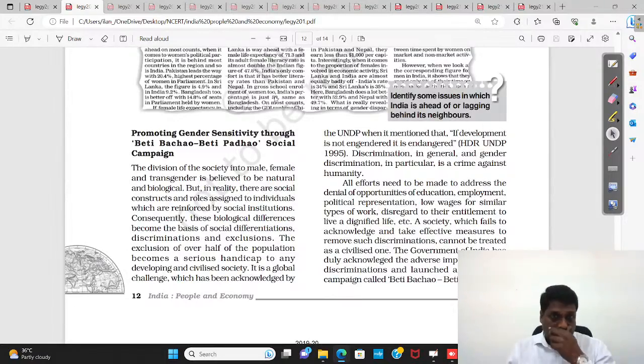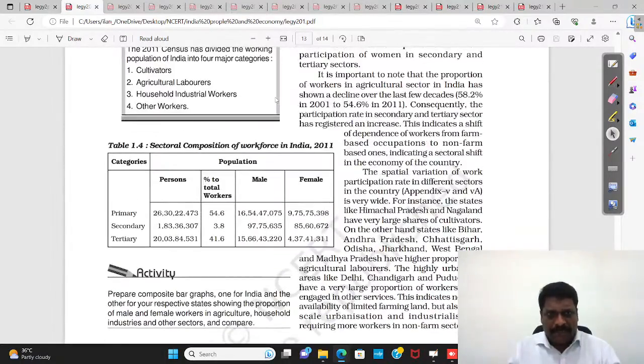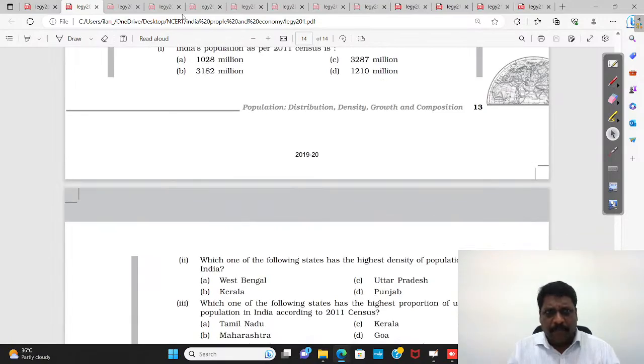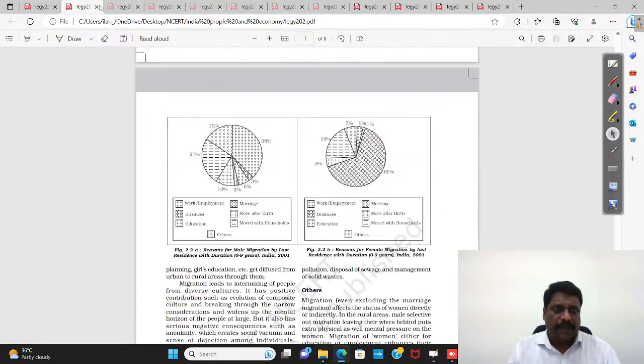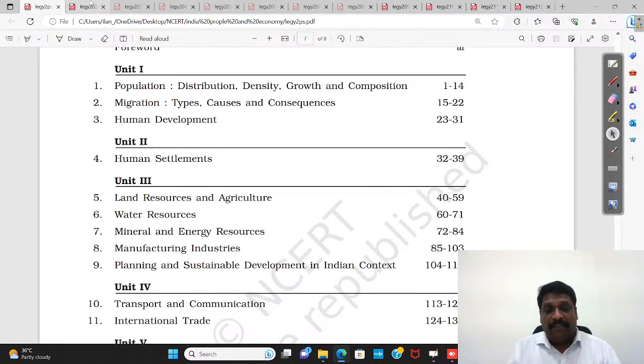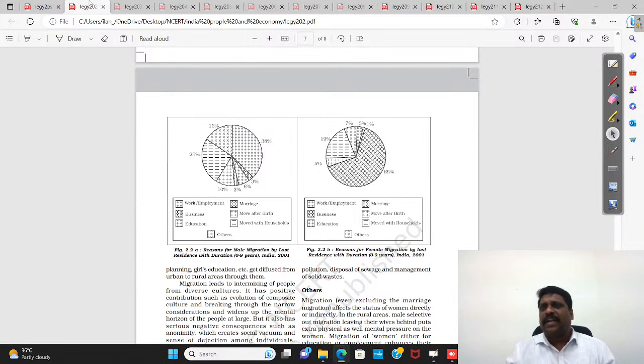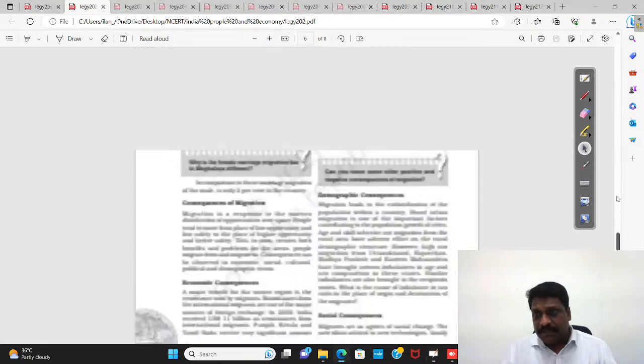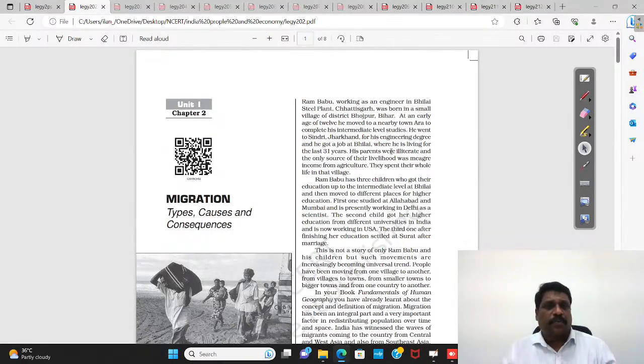Okay. The composition of working, all this, somewhere we leave it. What is very, very important, we have taken it. Okay. Now moving on to the next topic, my dear friends, migration. So we'll understand what is migration. What are the different types of migration? What are the causes and consequences?